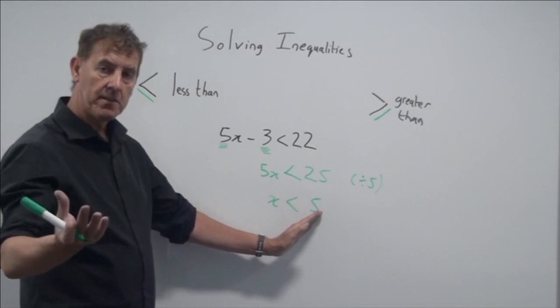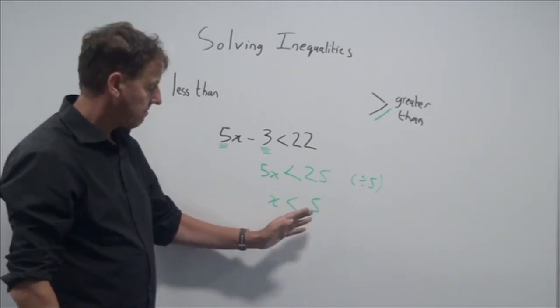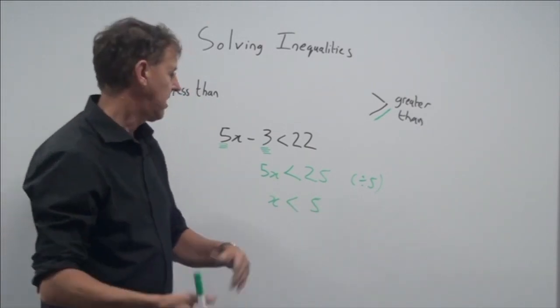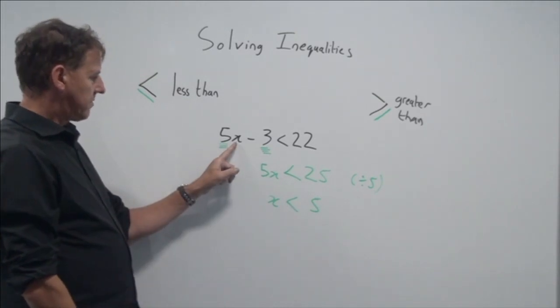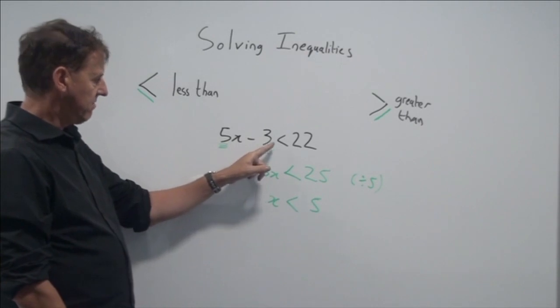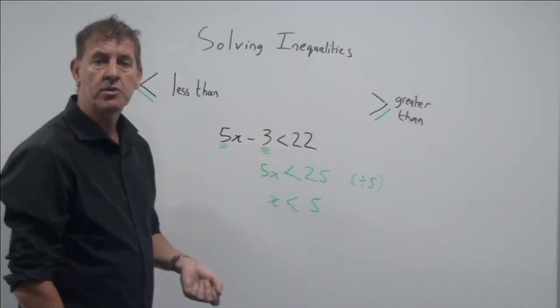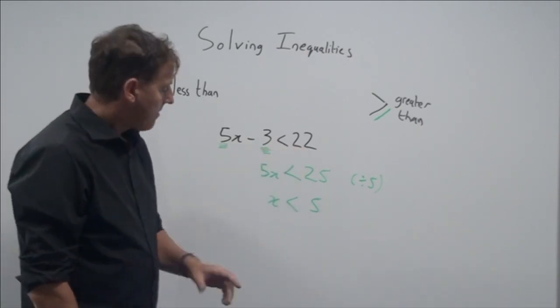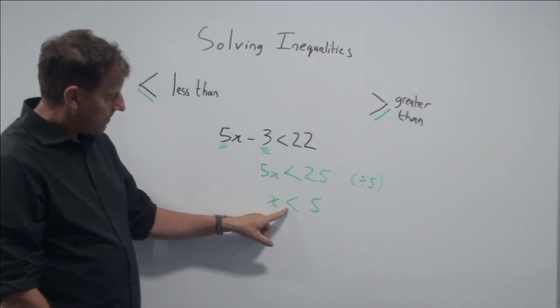And again, you can check you've got that right. Just put any number less than 5 that you can think of. Say 4. 5 times 4 is 20. 20 take away 3 is 17. 17 is definitely less than 22. And remember, there's no equal sign on that 5.